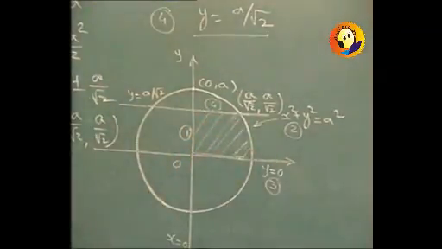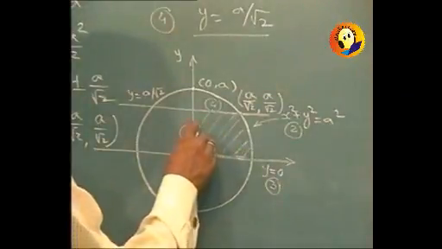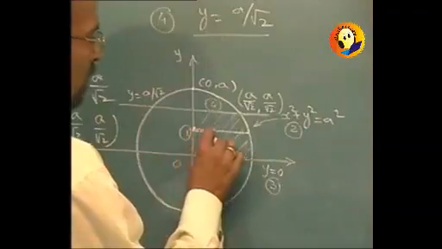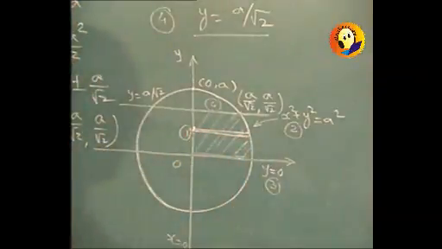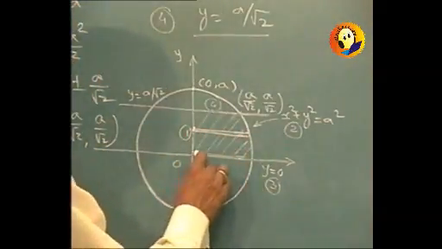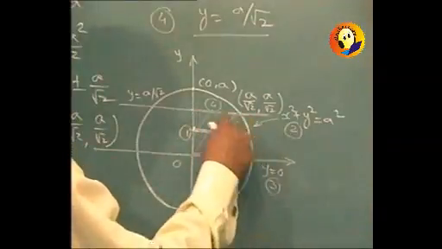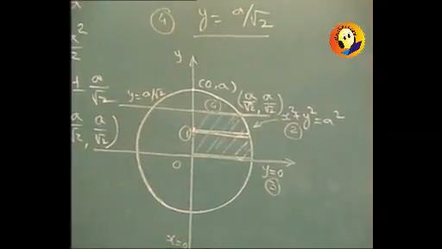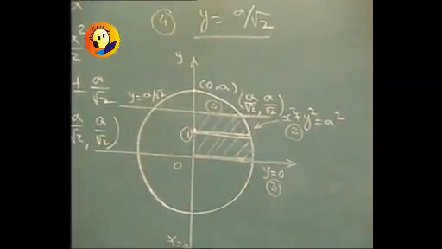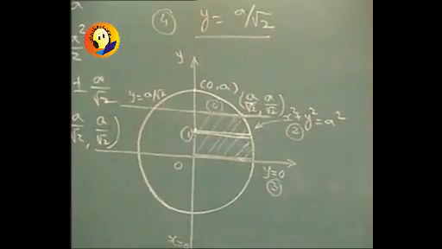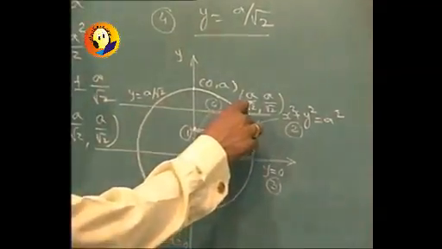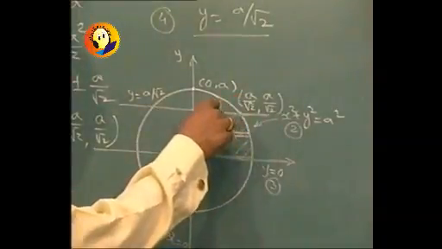We will just confirm it from the strips. The strip begins on the y-axis and goes up to the circle. The strip is parallel to the x-axis, and such strips are taken from y equal to 0 to y equal to a upon root 2. This is the region of integration. Our aim is to change the order of integration and then proceed further. To change the order of integration, this particular strip now should be taken parallel to the y-axis.